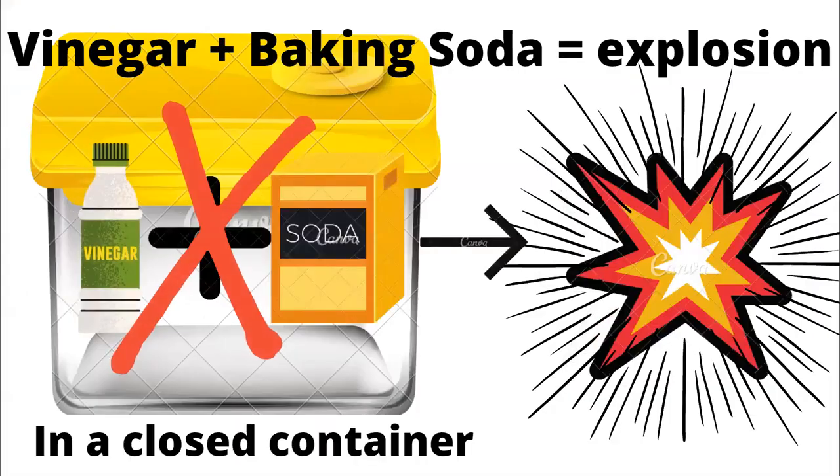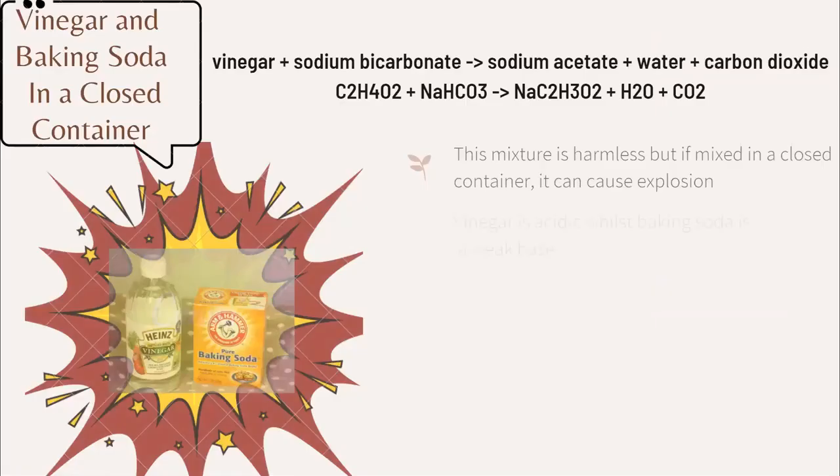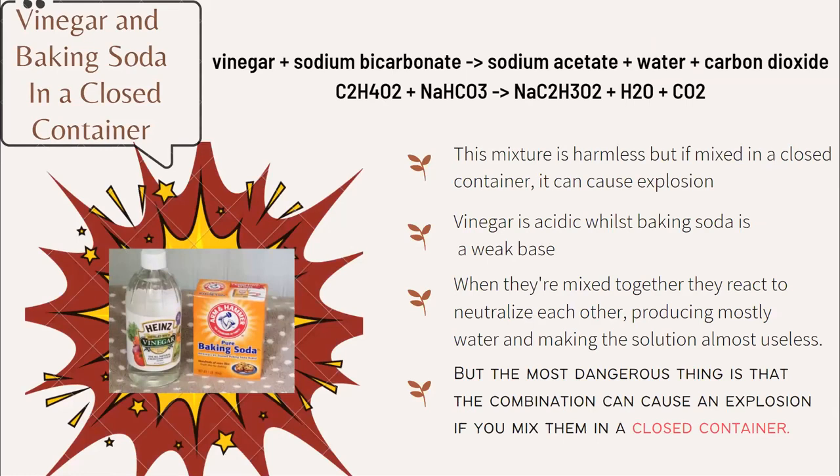So the second household combination that is dangerous to us is vinegar plus baking soda in a closed container, which will cause an explosion. This mixture is actually harmless, but if you mix it in a closed container, it can cause an explosion. Why? Because vinegar is acidic, whilst baking soda is a weak base. When they are mixed together, they react to neutralize each other, producing mostly water and making the solution almost useless. But the first thing is that the combination can cause an explosion if you mix them in a closed container.